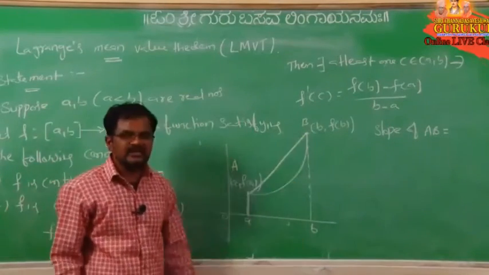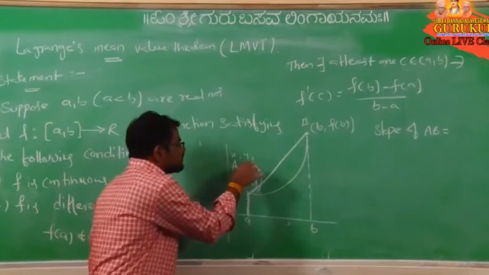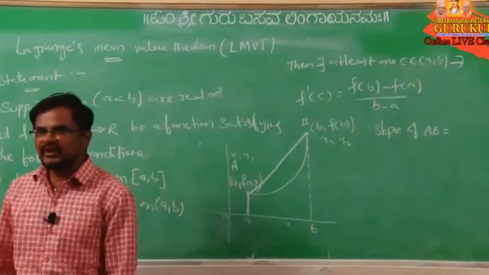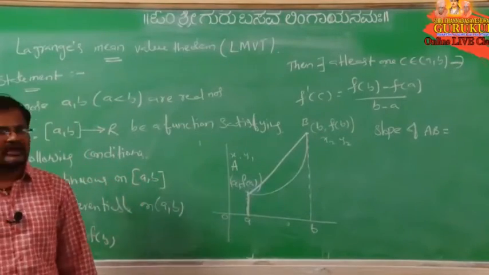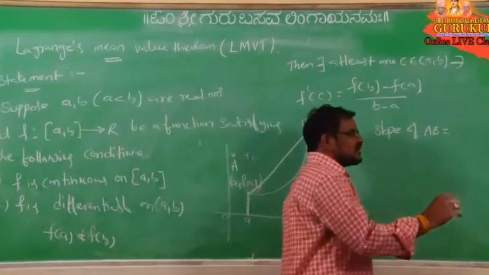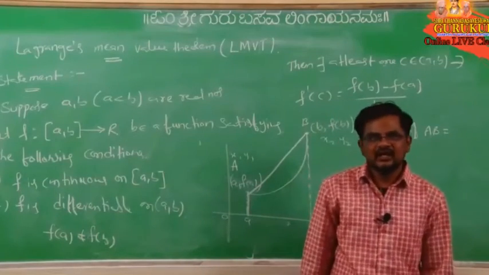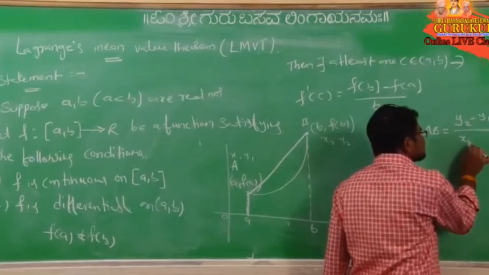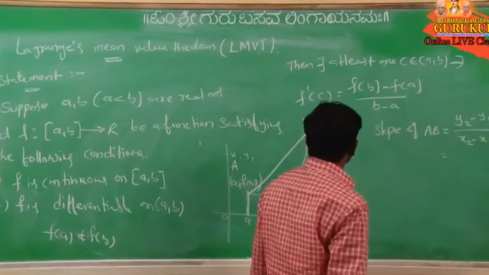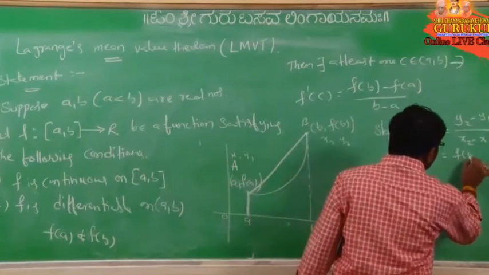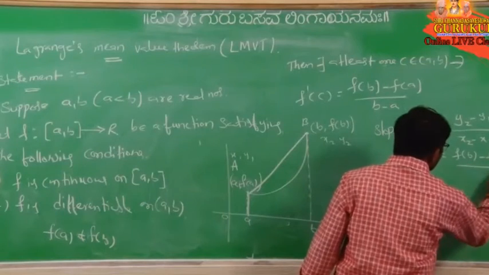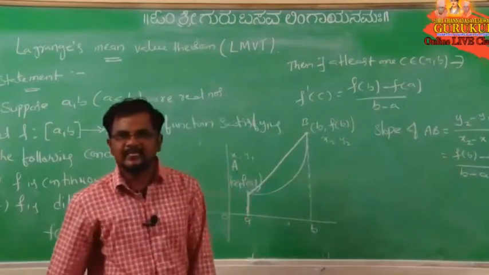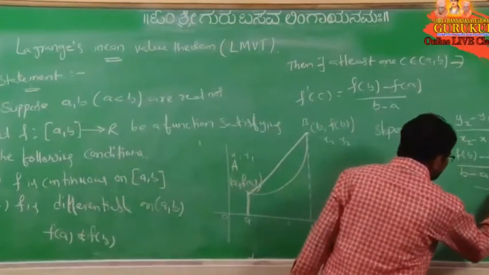What is the slope of AB? This has x1, y1 and this has x2, y2. So what is the slope of the line joining the two points x1, y1 and x2, y2? It is y2 minus y1 by x2 minus x1, that is equal to f of b minus f of a divided by b minus a, x2 minus x1, right? So take this as equation number 1.